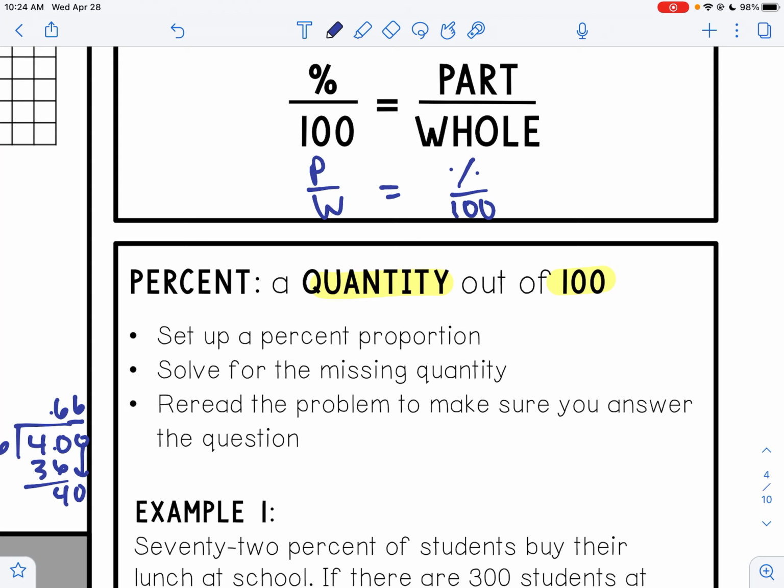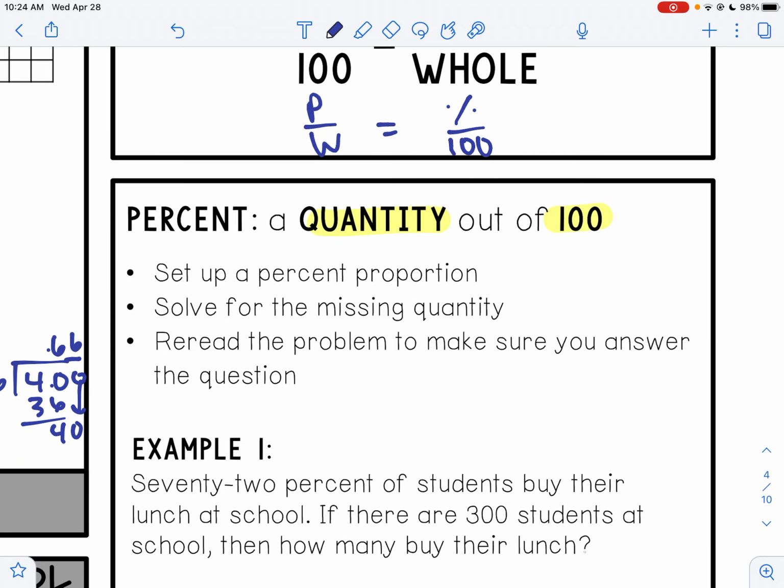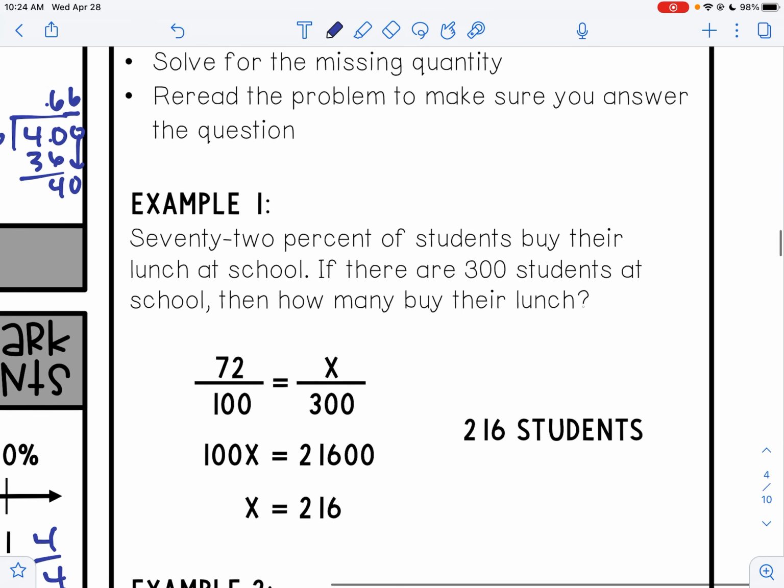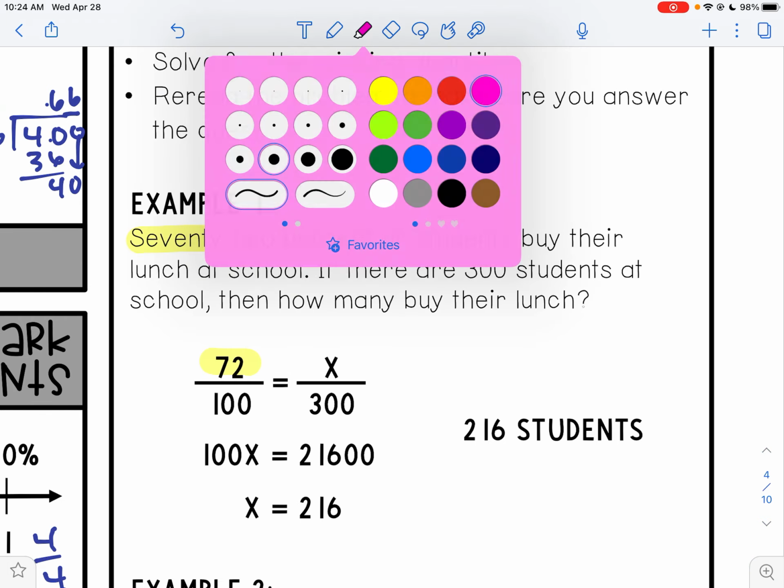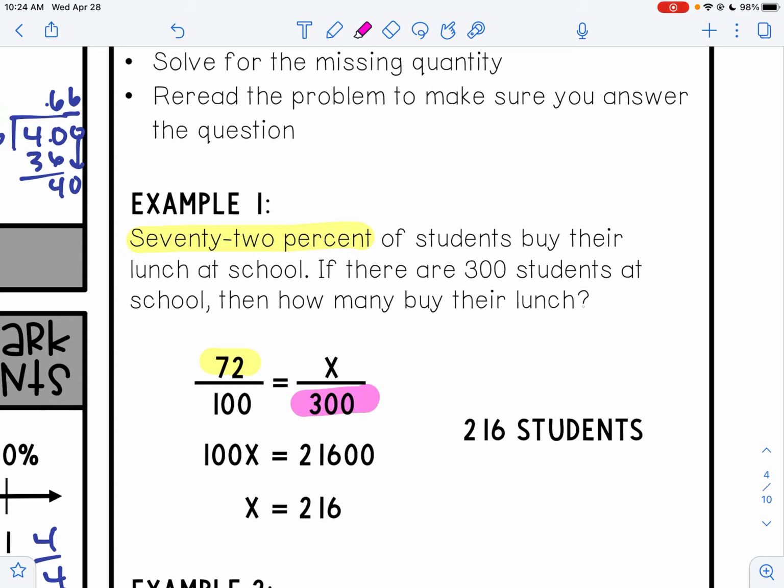So in order to solve this, we're going to set up a percent proportion. We're going to solve for the missing quantity, and then we're going to reread the question to make sure that we answered it. So example number 1, it says 72% of students buy their lunch at school. If there are 300 students at school, then how many buy their lunch? So I'm going to do percent is 72. They did 300 students at their school, so that would be the whole. And then they're trying to find out how many buy their lunch.